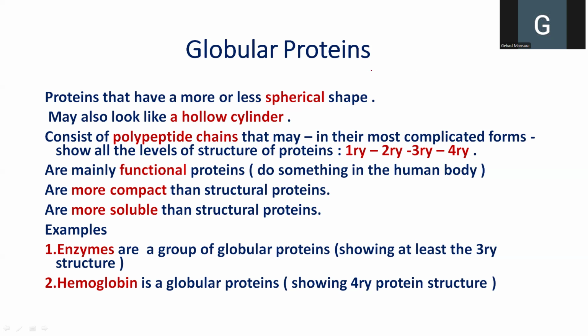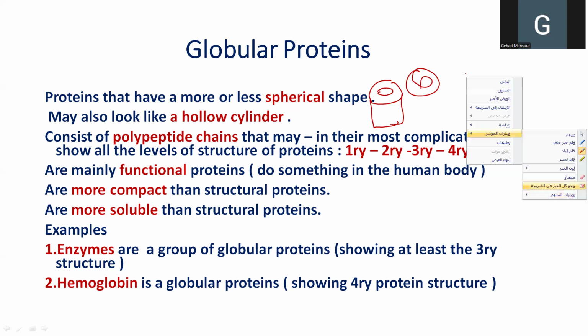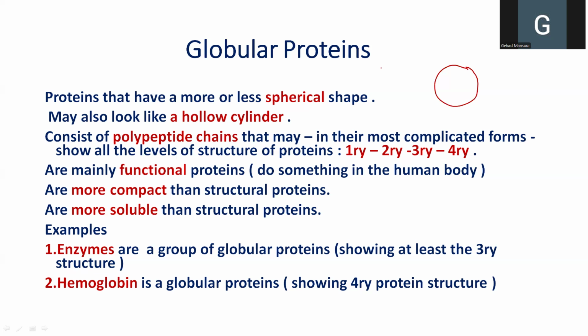So what are globular proteins? They are more or less spherical in shape, but sometimes a protein might look like a hollow cylinder, like the protein channels, for example, in the cell membrane. So they might be more or less spherical in shape, or they might look like hollow cylinders. A globular protein consists of polypeptide chains.